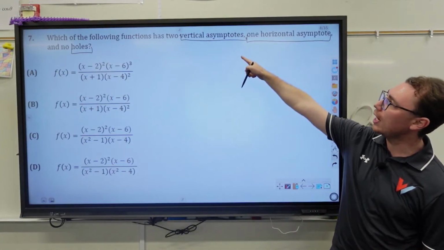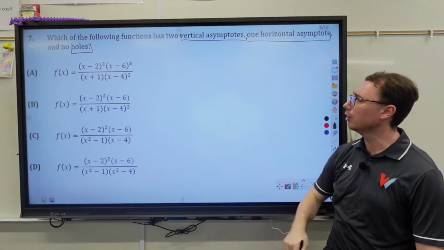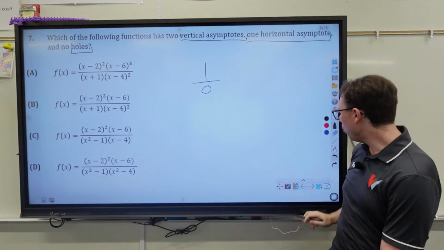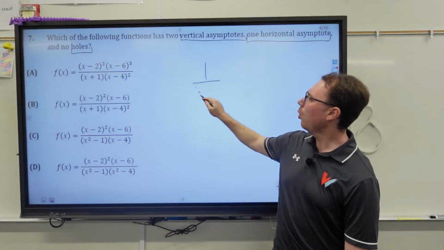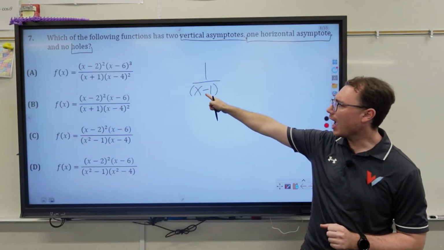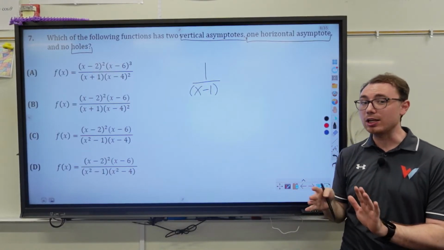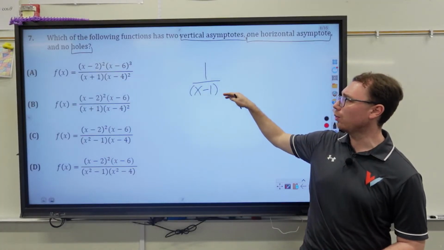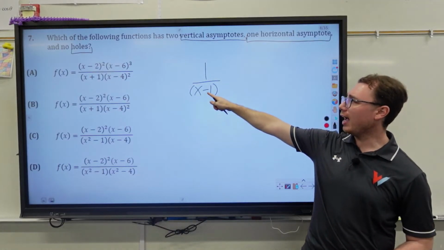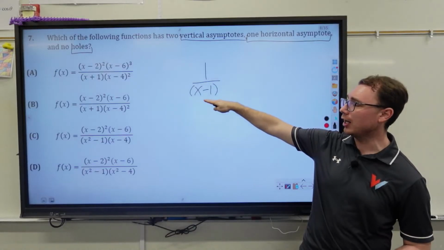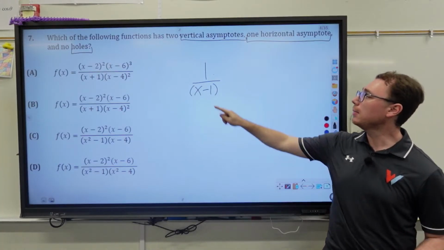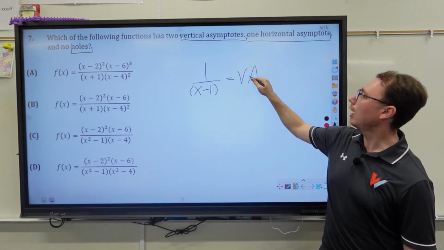A vertical asymptote only occurs when we have a 0 in the denominator of a fraction. We'll only have zeros in the denominator of a fraction where we have these little binomials here, like x minus 1. We have a vertical asymptote at x equaling 1, because as this function approaches 1, this denominator gets closer and closer to 0. So if we ever have some binomial in the denominator that isn't also in the numerator, it doesn't cancel out, meaning that we'll have a vertical asymptote.